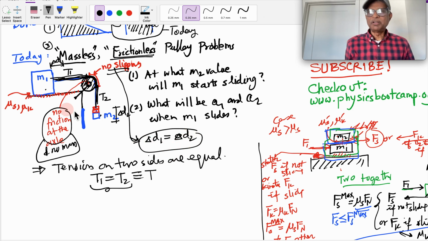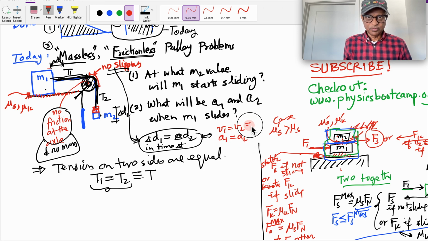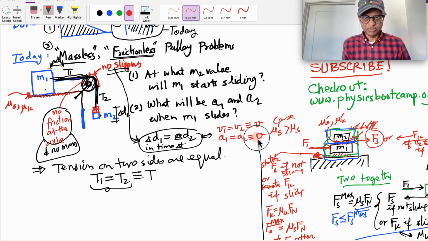What does it mean? The same amount of time in time delta t. Well, this just means that this one dimension was the speed. It's a speed. v1 is equal to v2. Its acceleration 1 is acceleration 2. So you can use the same symbol for both of them.